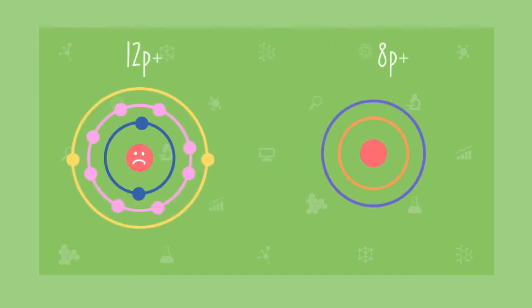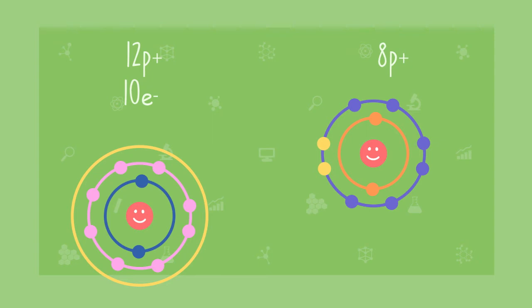Now let's consider oxygen, which has 8 protons and 8 electrons. 2 electrons fill shell 1 and 6 electrons fill shell 2. This means that oxygen has 2 spare seats in its outer shell. So when magnesium meets oxygen, it suits both atoms for magnesium to give away 2 electrons to oxygen. Magnesium will then have 12 protons, but only 10 electrons, giving it an overall charge of +2.